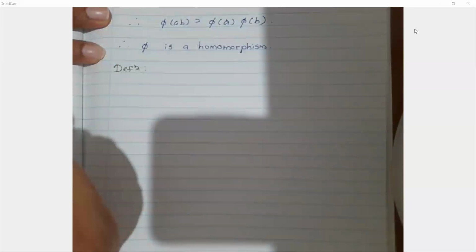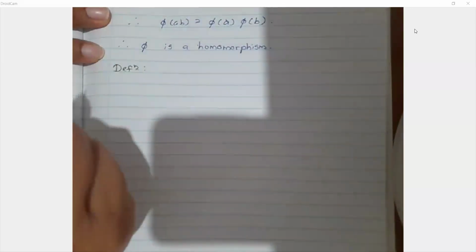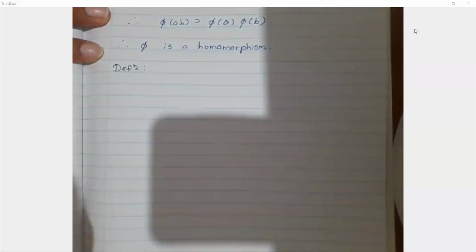Okay. Now let's get to the other definition. An isomorphism is what we call a bijective ring homomorphism. So if you have a homomorphism between two rings R and R prime, and if the mapping is 1-to-1 and onto, we say that the given mapping is an isomorphism, and the two rings are isomorphic. They retain the same structure.